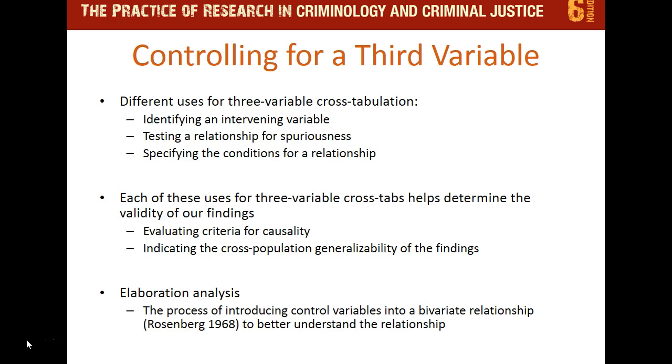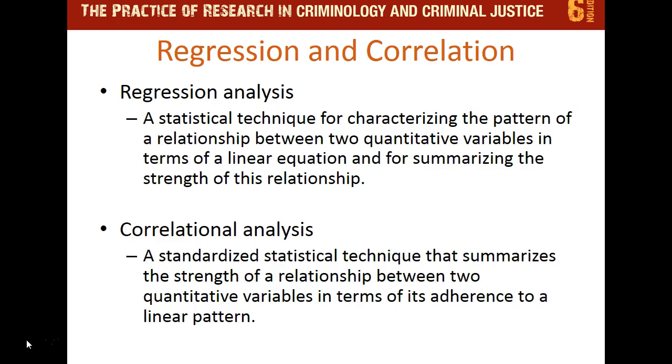Elaboration analysis is the process of introducing control variables into a bivariate relationship to better understand the relationship. You might run a multiple regression, which we'll talk about in a little while. But when you do your bivariates as well, you can have control variables. So we're now moving into regression and correlation, going from bivariate to multivariate.